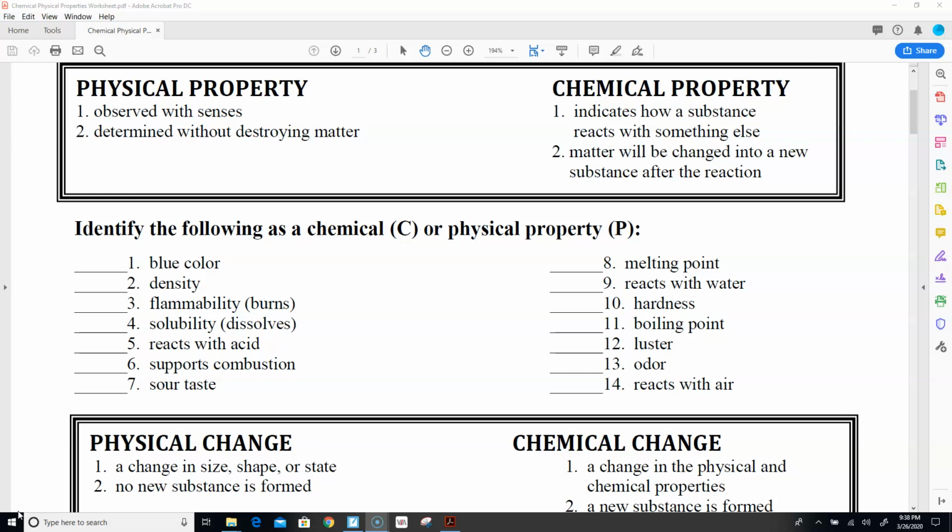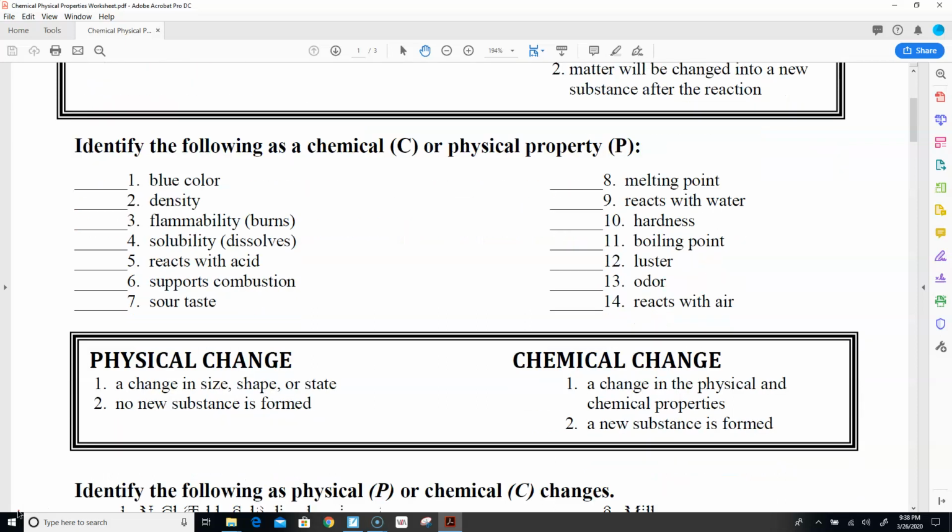Reacts with air, that's going to be chemical because of the word reacts. So it's changing in some way. For example, there are certain metals that when they come in contact with oxygen, they rust, and some rust faster than others.